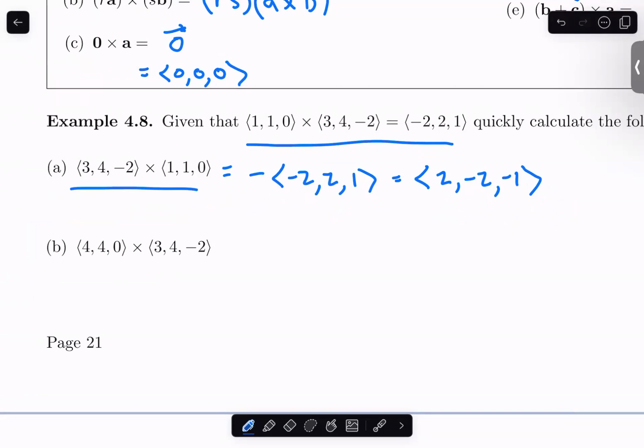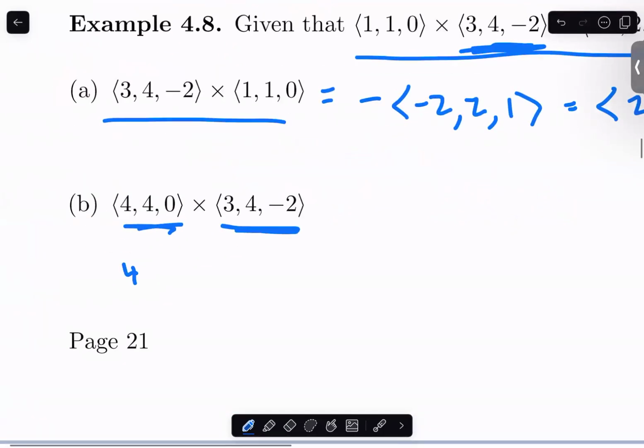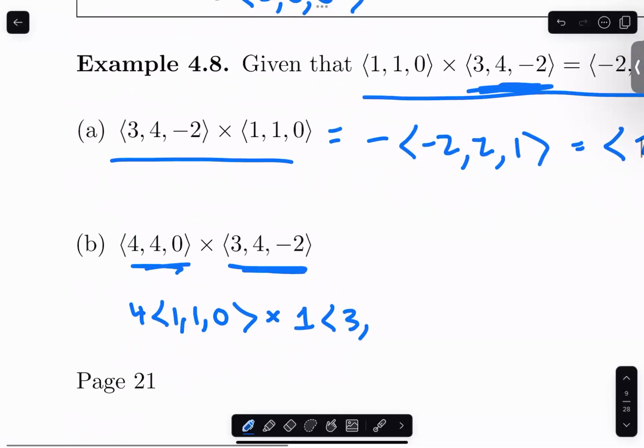The second one here, it's quite similar, except for, let's see, it looks like my second vector is exactly the same, but my first vector, instead of 110, it's 440. So it's been scaled up by a multiple of 4. So in particular, I could write this as 4 times my 110, times, and I'll make it very suggestive here, 1 times my 3, 4, -2.